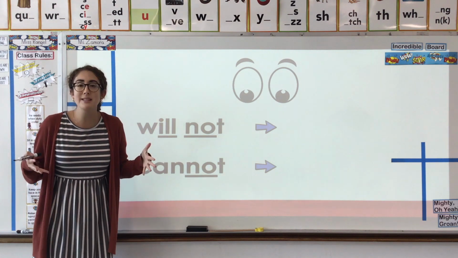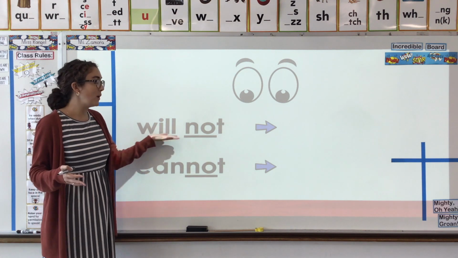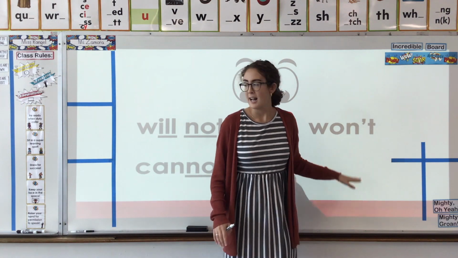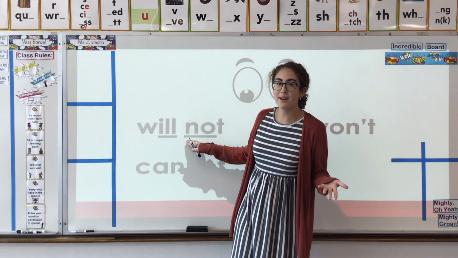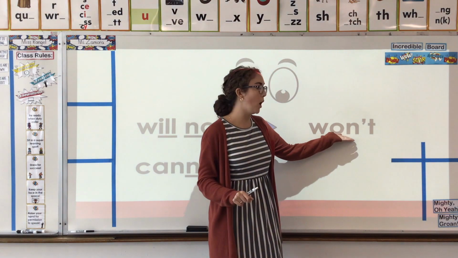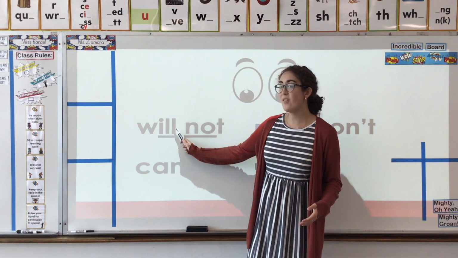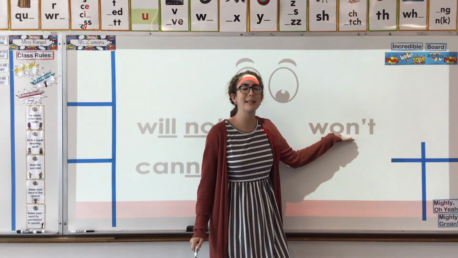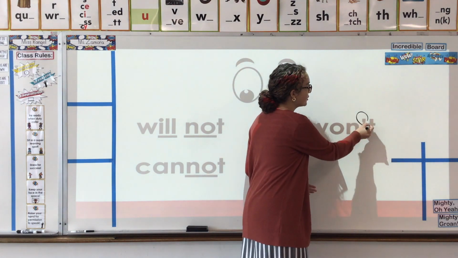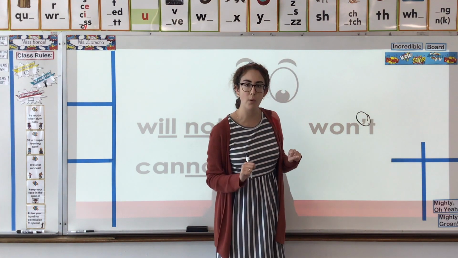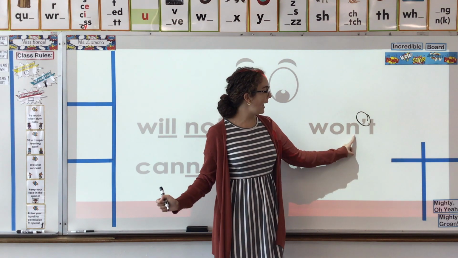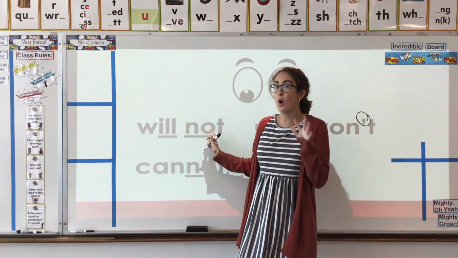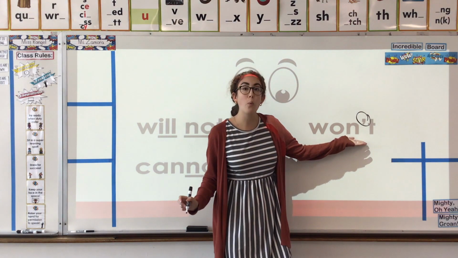So in will not, you see I have a lot of letters underlined. That's because all these letters are going to disappear. Will not becomes won't. That doesn't follow any of the patterns. The I and the L disappeared, and then look, the N and the O switched places. And the apostrophe is towards the end of the word. We have W-O-N apostrophe T. Will not goes crazy and it becomes won't.